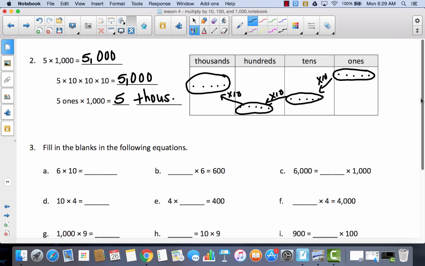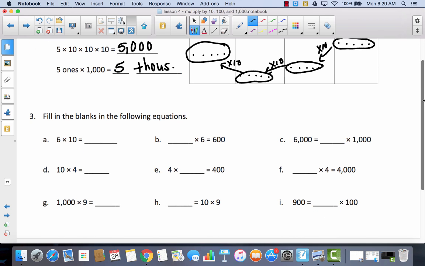All right, so now we're going to move away from this model and think about the patterns that we're seeing. Okay, so we're going to start with all the problems that end with the equal sign at the end, because I find that sometimes that's a little bit harder for kids, okay? So I know it goes A, B, C, but we're going to do like this. We're going to do A first, and then I want you to do D, and then I want you to do G, and I want you to do H. And H is no different than these, except they put the equal first. So this is the same thing as 10 times 9 equals blank.